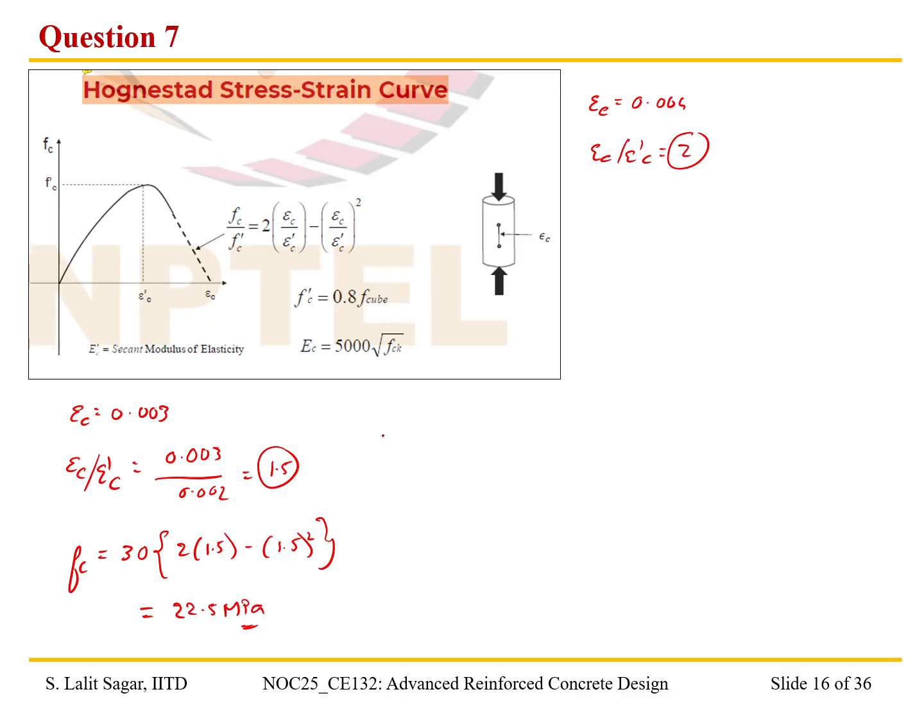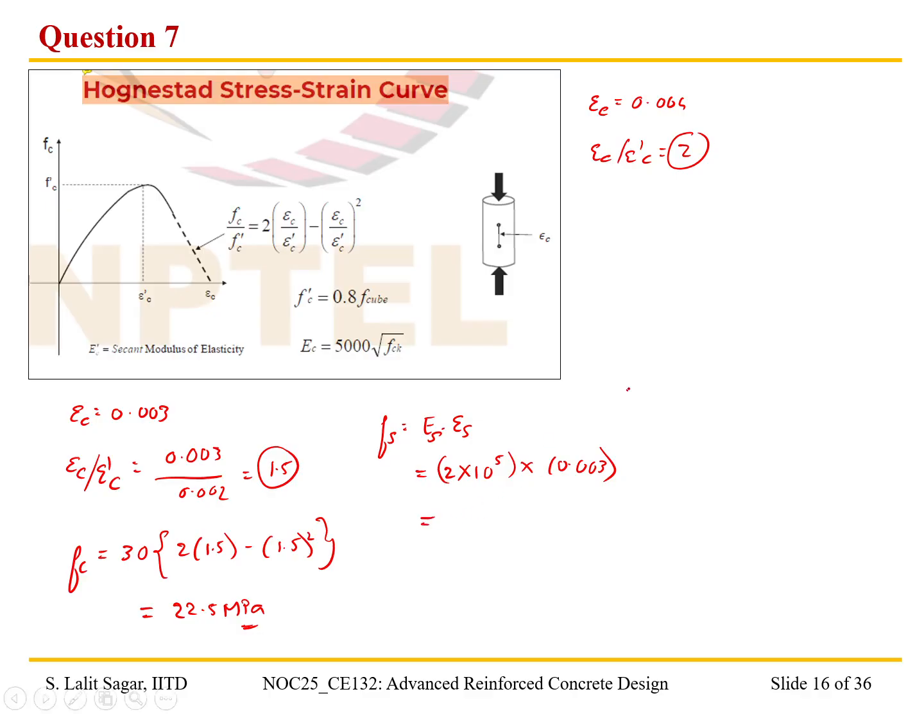And then we need to find out the value of Fs also. Fs is equal to, as I have mentioned earlier, Es into epsilon s. What is the value of epsilon s? Let us take 2 into 10 to the power 5 into 0.003. If we simplify this equation, we get 600 MPa.